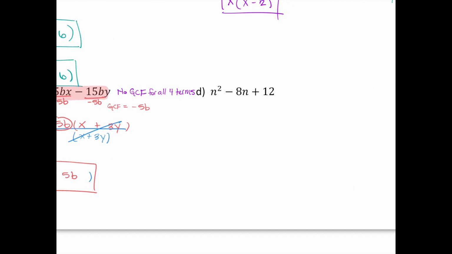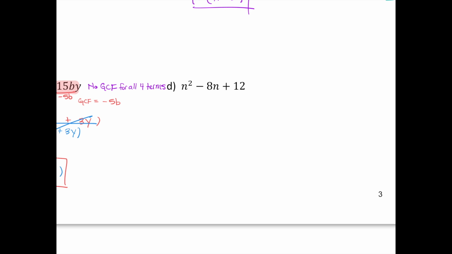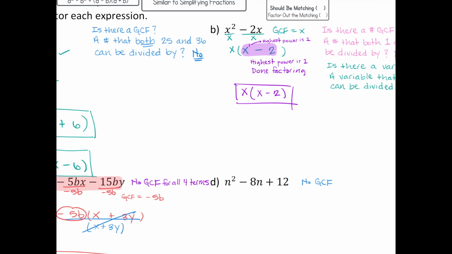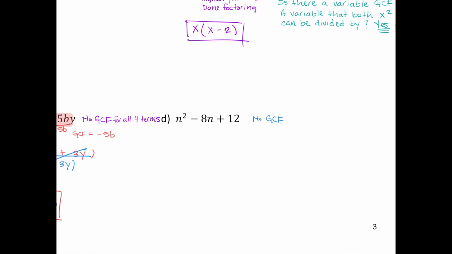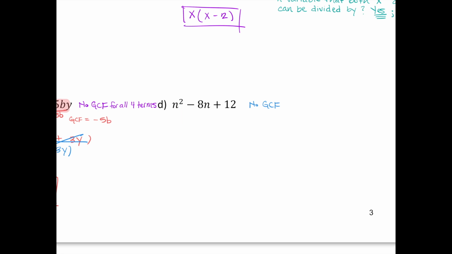For our last example on this page, let's see if there's a GCF. Is there a number that we can divide 1, 8, and 12 by? No. What about letters? They all have N's? No. So there's no GCF. Now let's look at how many terms there are. There's 1, 2, 3 terms. So 3 terms. Oh, and our highest power is 2. Make sure we check that. Yep, the highest power is 2.